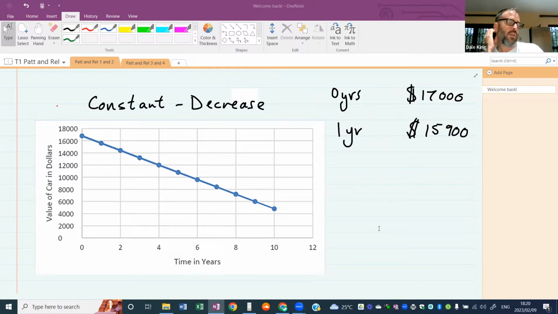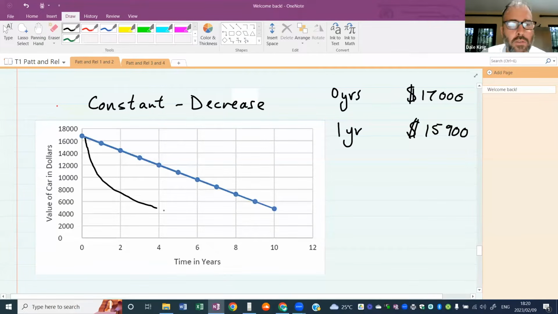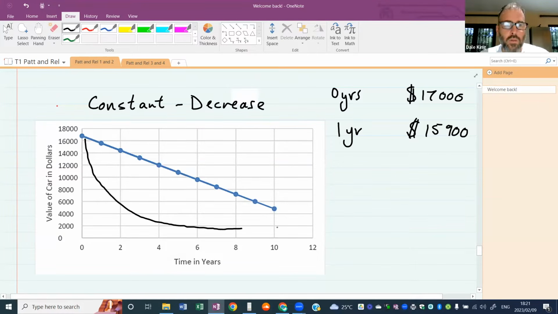Inverse proportion. So inverse proportion is a little bit different to this. Inverse proportion, if I draw it on the graph here, will drop very quickly and then it'll flatten out as you get to the bottom over there. Okay, so that's what an inverse proportion graph will look like. It doesn't decrease at a steady rate. It'll drop very rapidly and create like an exponential curve. Okay, so an inverse proportion graph will do something like that.